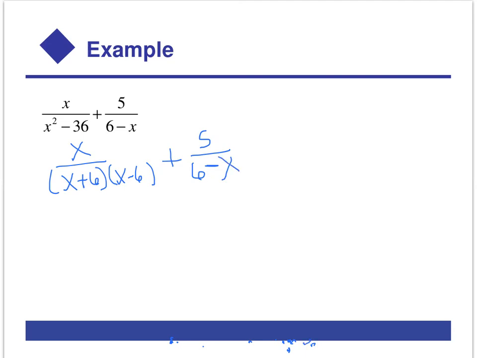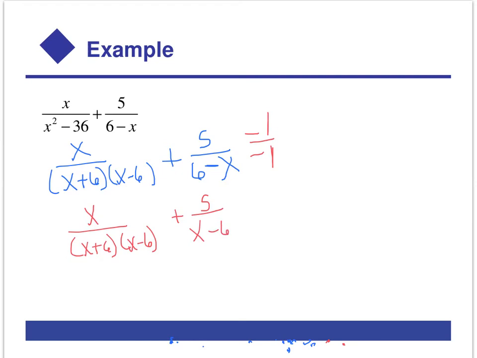Okay. Now, we notice that we have an x minus 6, but we have 6 minus x. So let's just go ahead and multiply this by negative 1 over negative 1. So that changes our problem to x over x plus 6 times x minus 6 plus 5 over x minus 6. Okay, I just changed the order, but we multiplied it.